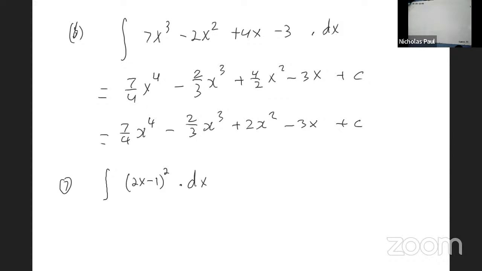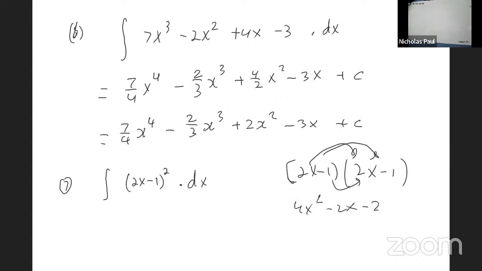So what you were supposed to do was expand it out first. You were supposed to take 2x minus 1 by 2x minus 1 and multiply it out, this by this. You would have gotten 4x squared minus 2x. You were supposed to multiply it out first. Then, after you multiply it out, integrate it. So you would have gotten 4x squared minus 4x plus 1. Then you integrate from there.